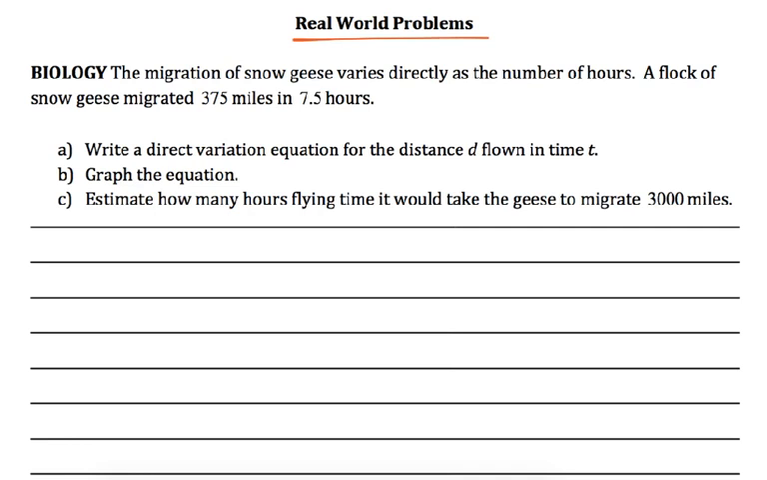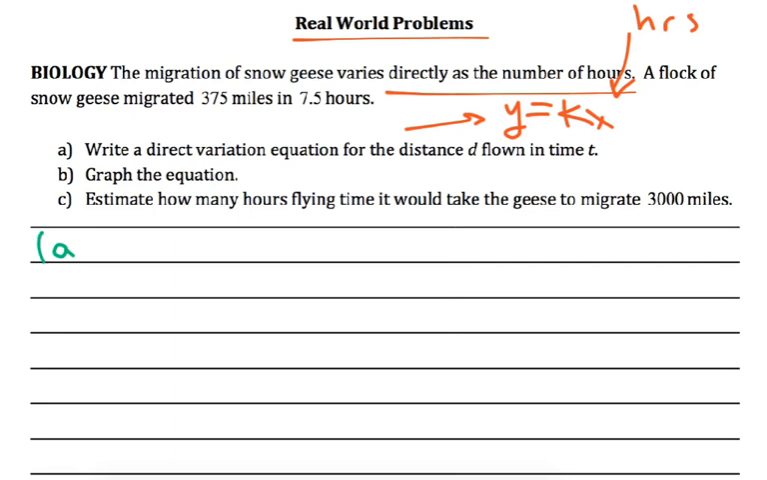Biology. The migration of snow geese varies directly as the number of hours. This hint is giving you a little bit of a heads up that you're talking about y equals kx. So it really means that the migration varies directly based on the hours. And if we usually think about hours, that feels like it's an input. So maybe that is why we would default to x there. A flock of snow geese migrated 375 miles in 7.5 hours.